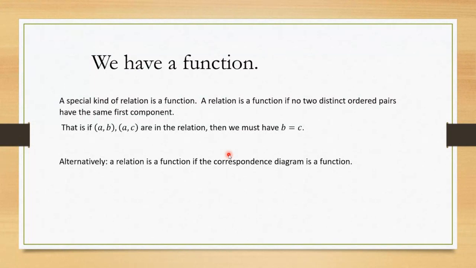A relation is a function if all the ordered pairs have different x coordinates. I did write that in other equivalent ways here. If no two different or distinct ordered pairs have the same first component, which is the same as saying in a relation, if you have (A, B) and (A, C) where A, B, and C are numbers, then B has to equal C.